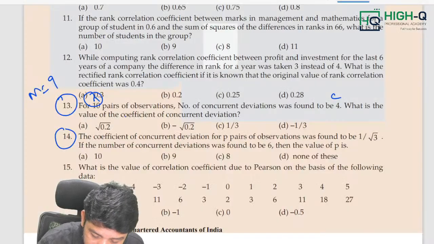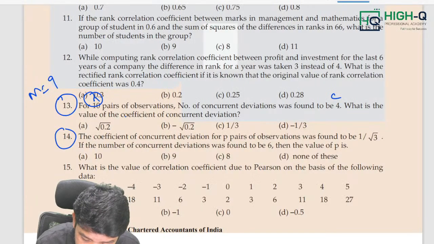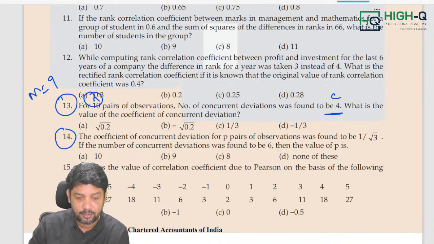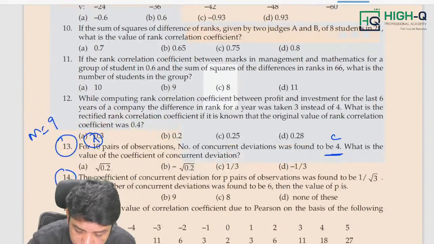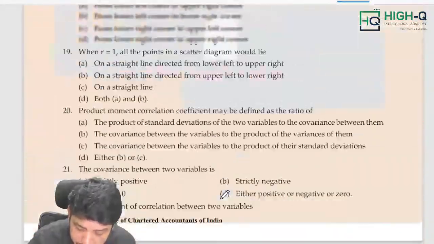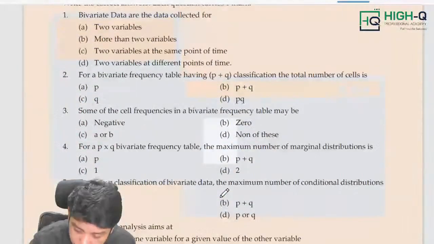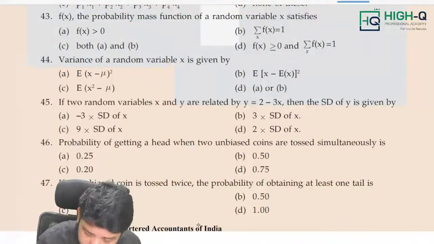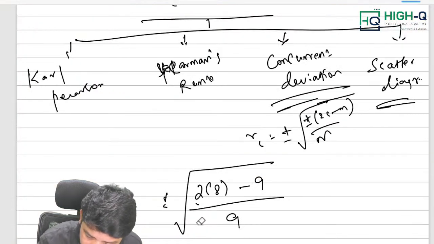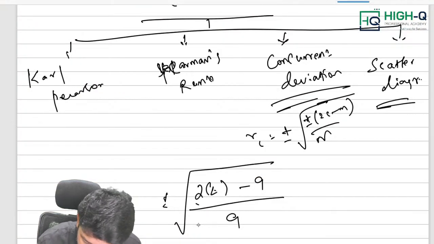Now listen here. For 10 pairs of observations, the number of concurrent deviations was found to be 4. So C is equal to 4. What is the value of the coefficient of concurrent deviation? It is plus or minus root of plus or minus 2C minus m divided by m. This is the formula you learnt, my dear. So what exactly will come? 2C, where C is nothing but 4.